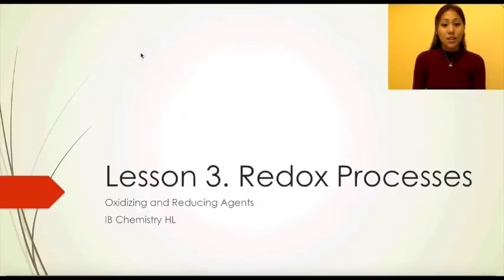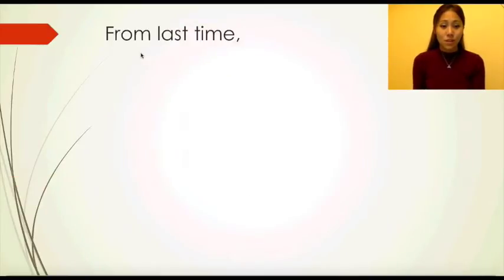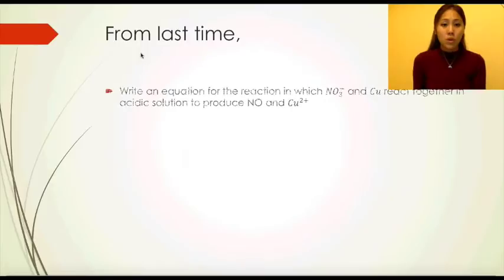Today's lesson, Lesson 3, Redox Processes, will be covering oxidizing and reducing agents. From last time, recall this problem where we had to write an equation for the reaction in which nitrate ions and copper reacted together in an acidic solution to produce nitrogen oxide and copper 2+ ions.